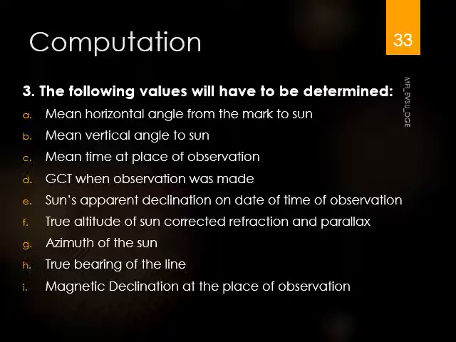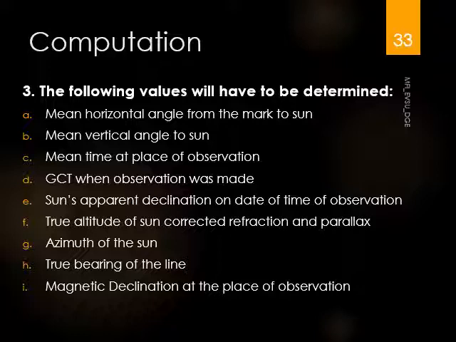This is in step by step na, kailangan yung i-determine the azimuth of the sun. First, kailangan natin i-compute yung mean horizontal angle from mark to sun per set and per series also. We have the mean vertical angle to sun, and the mean time at the place of observation, because we're going to use this in computing the declination. GCT, when the observation was made, yung oras mismo.